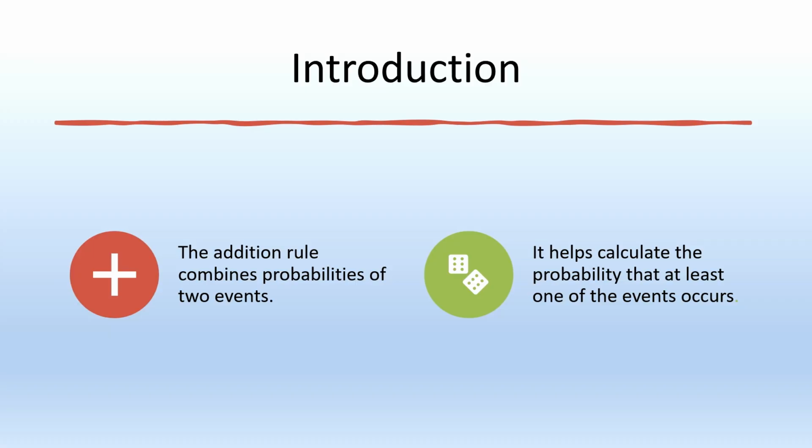So in this video, I want to go over the addition rule, which combines probabilities of two events, and it helps calculate the probability that at least one of the two events occur. So we're dealing with things with more than one event occurring, possibly at the same time.